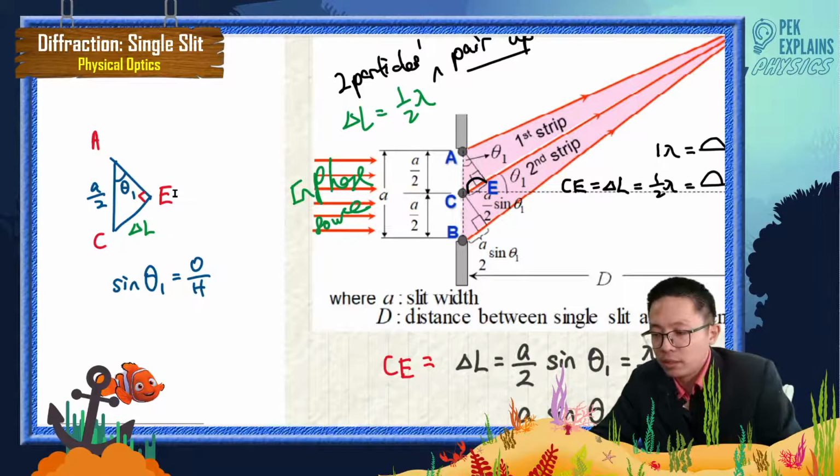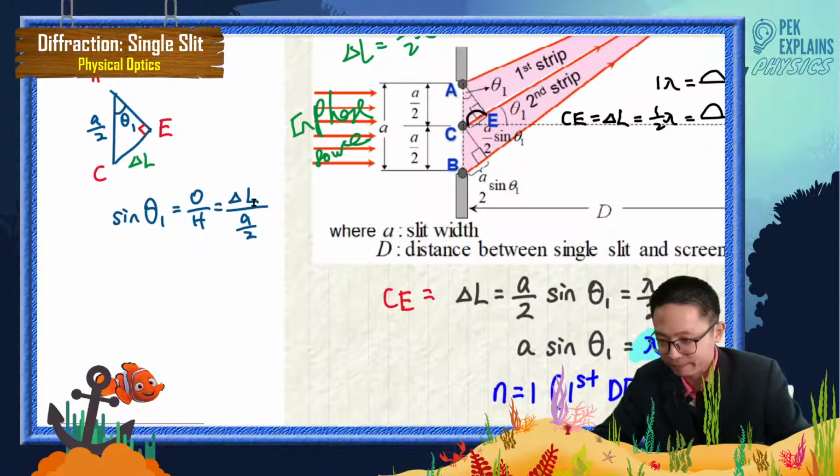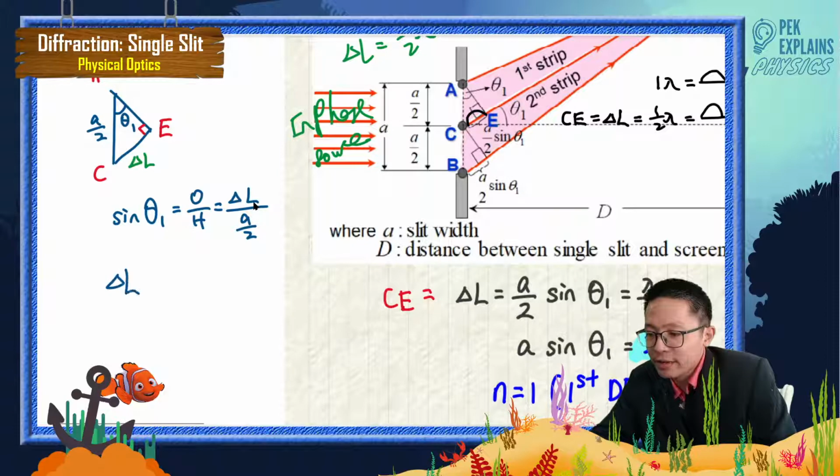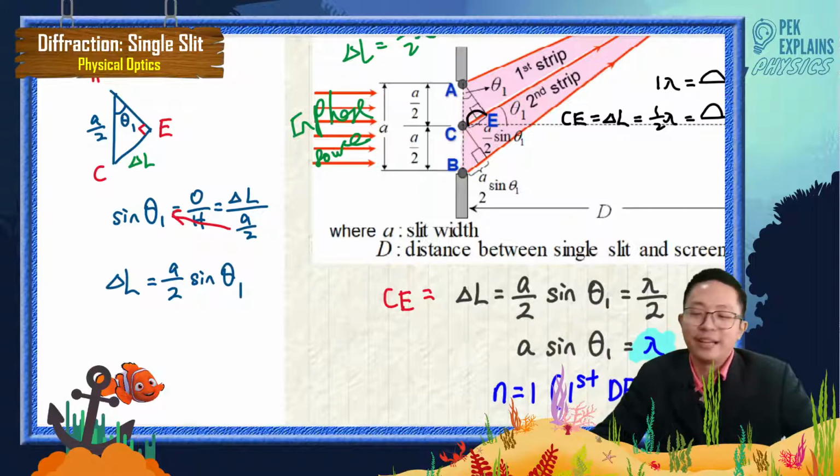What is the opposite? The opposite is delta L over A over 2. Okay, this is A over 2. So now you can see what delta L is. From here we can see A over 2, multiply to the top, and what do we have? The delta L is A over 2 sine theta 1.